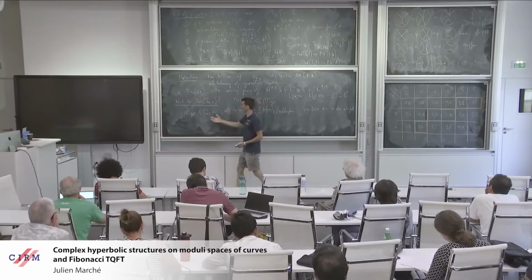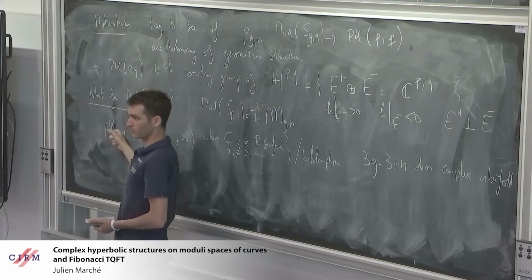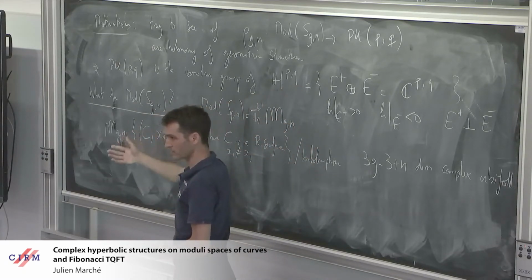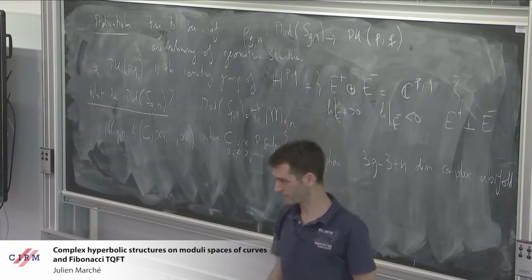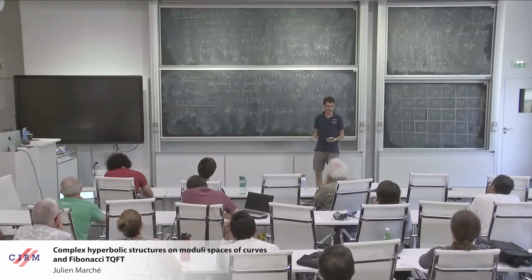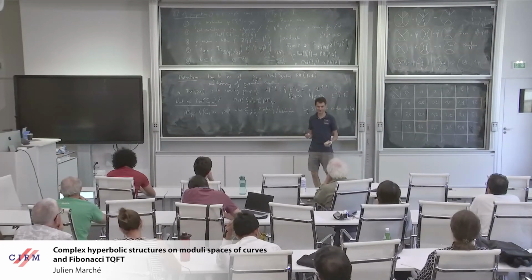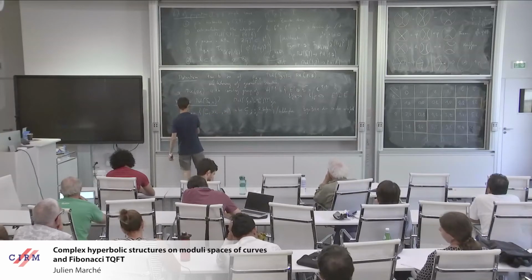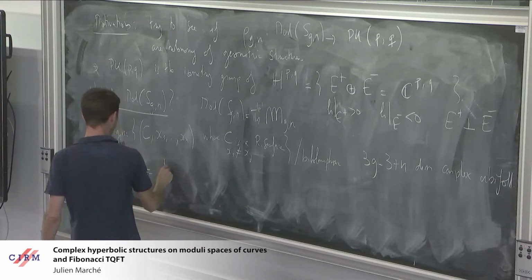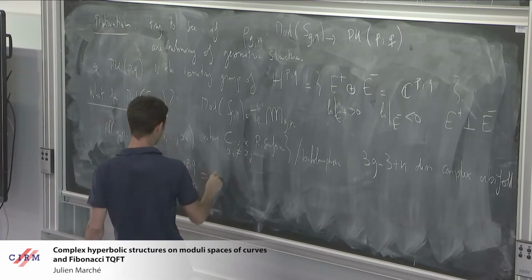So maybe we would like to ask: can we find a geometric structure on M_{g,n}, which is modeled on H^{p,q}, such that rho is the holonomy of this geometric structure? Okay, so that's the motivation. For this to happen, at least for a Fibonacci representation, we need at least that the dimensions are the same. So we need that 3g minus 3 plus n is equal to the dimension of H^{p,q}, and this dimension is p times q.